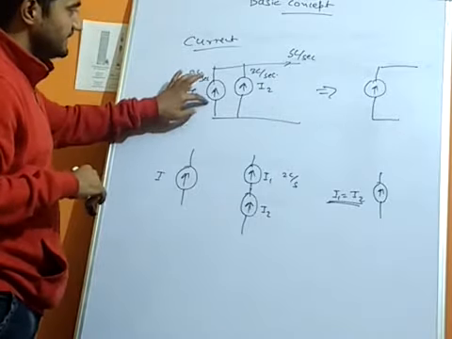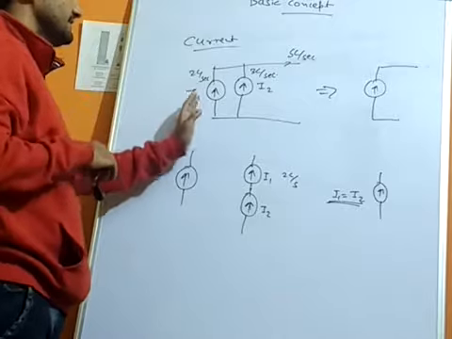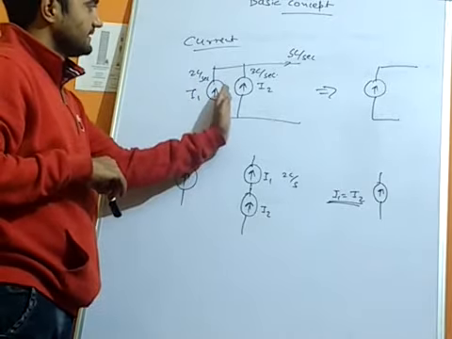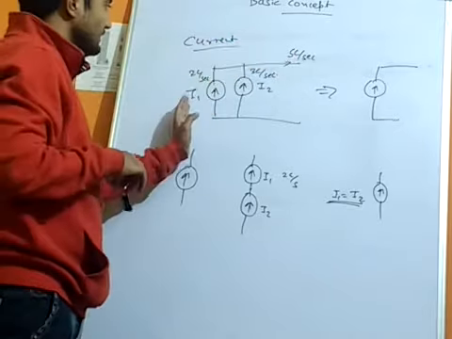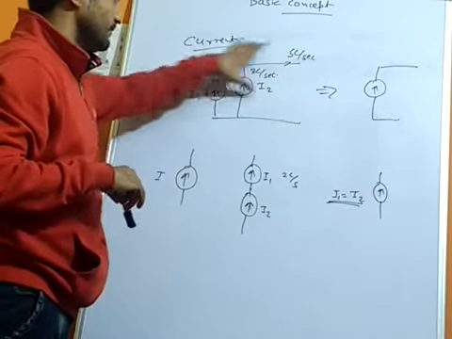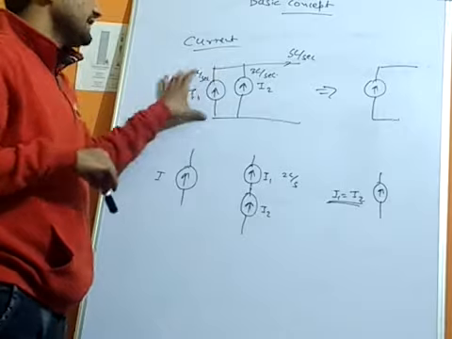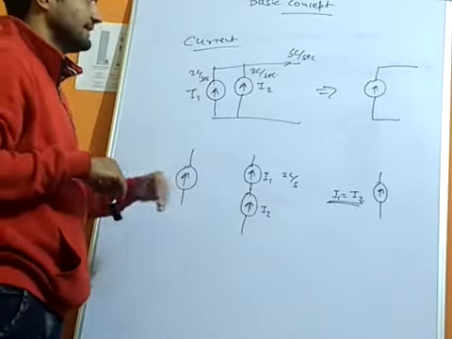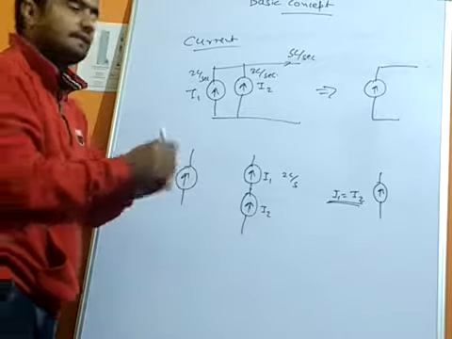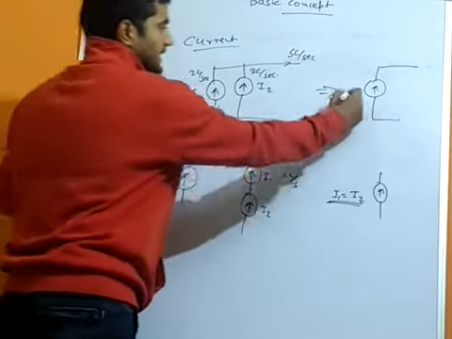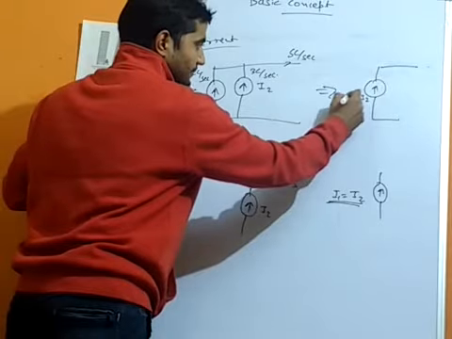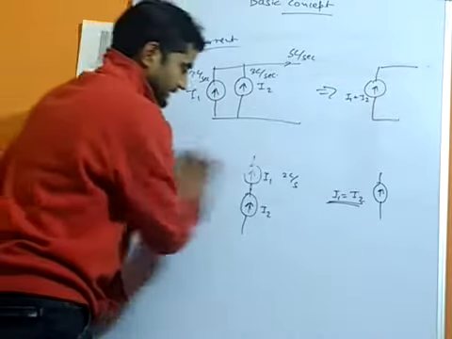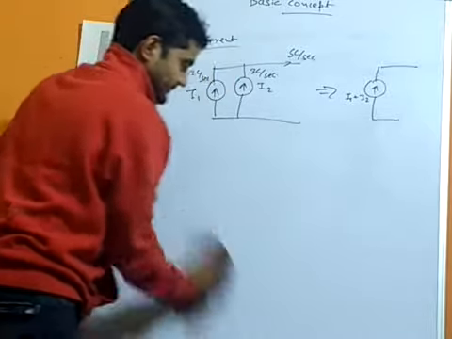If the arrows are in the same direction, it means the current is flowing in this direction and this current is flowing in this direction, so the overall current flowing will be added. When the arrows are in different directions, we will consider that case as well. So according to the polarity, it is being added. For this case, it is added directly, meaning I1 plus I2. But when the direction is different, let's check the other condition as well.